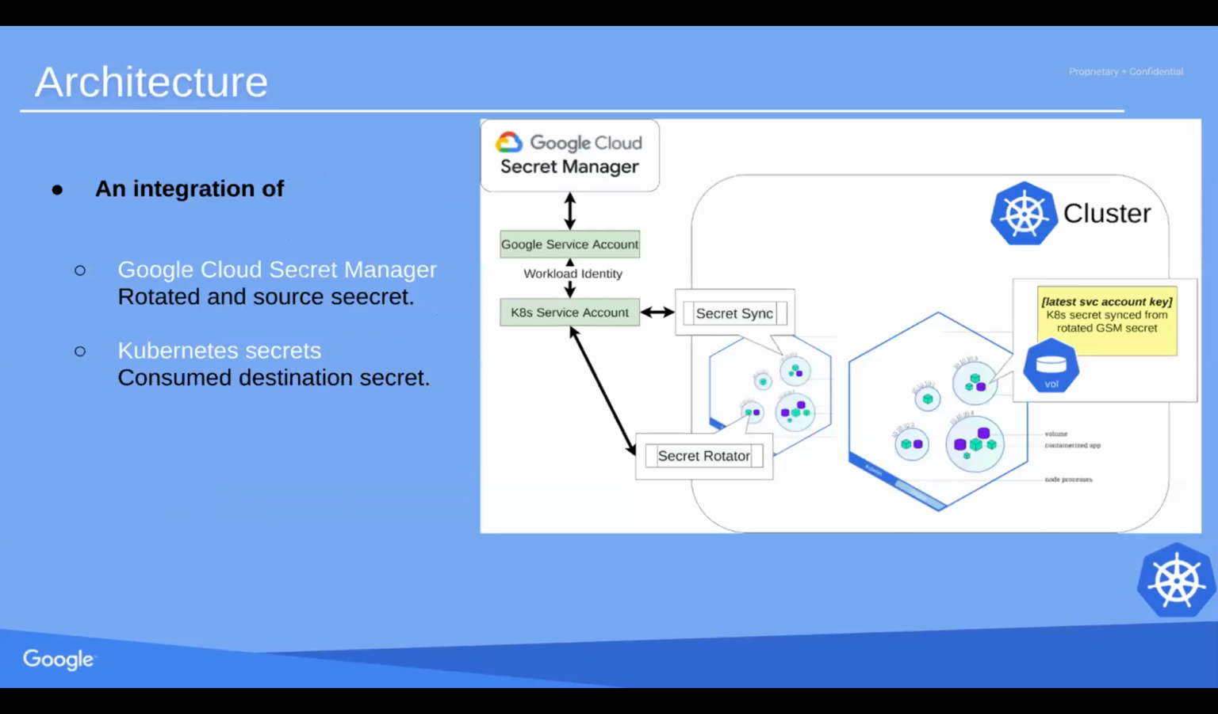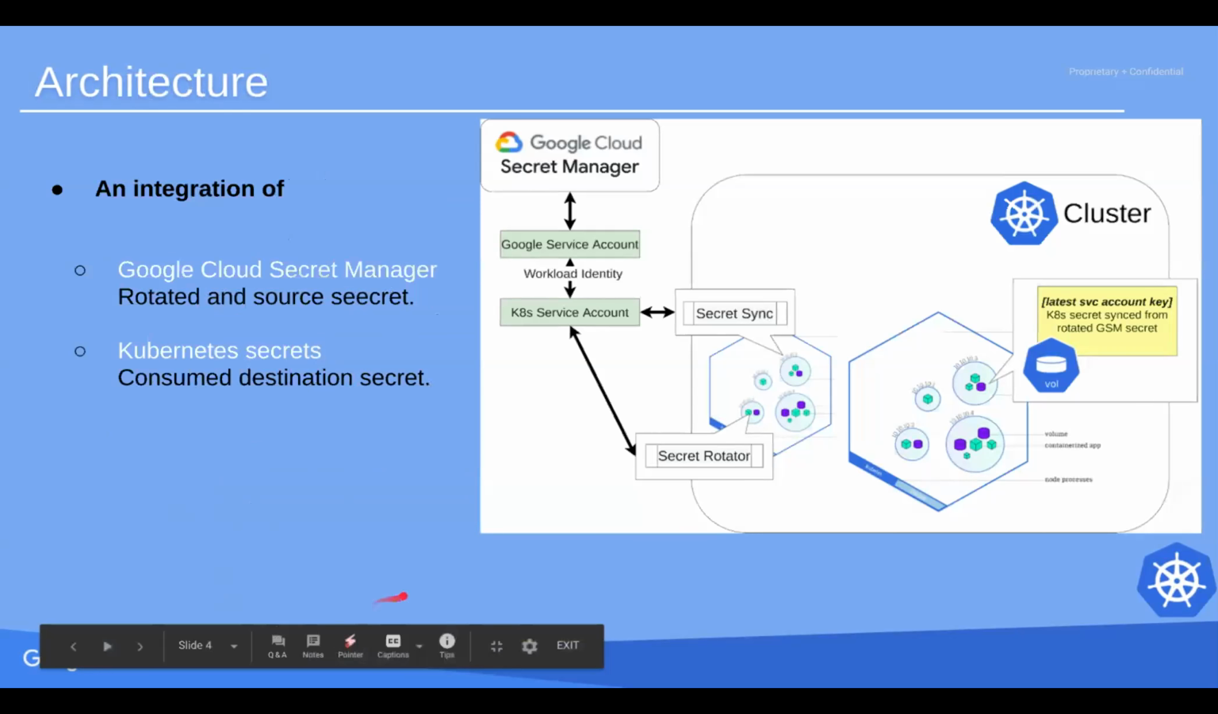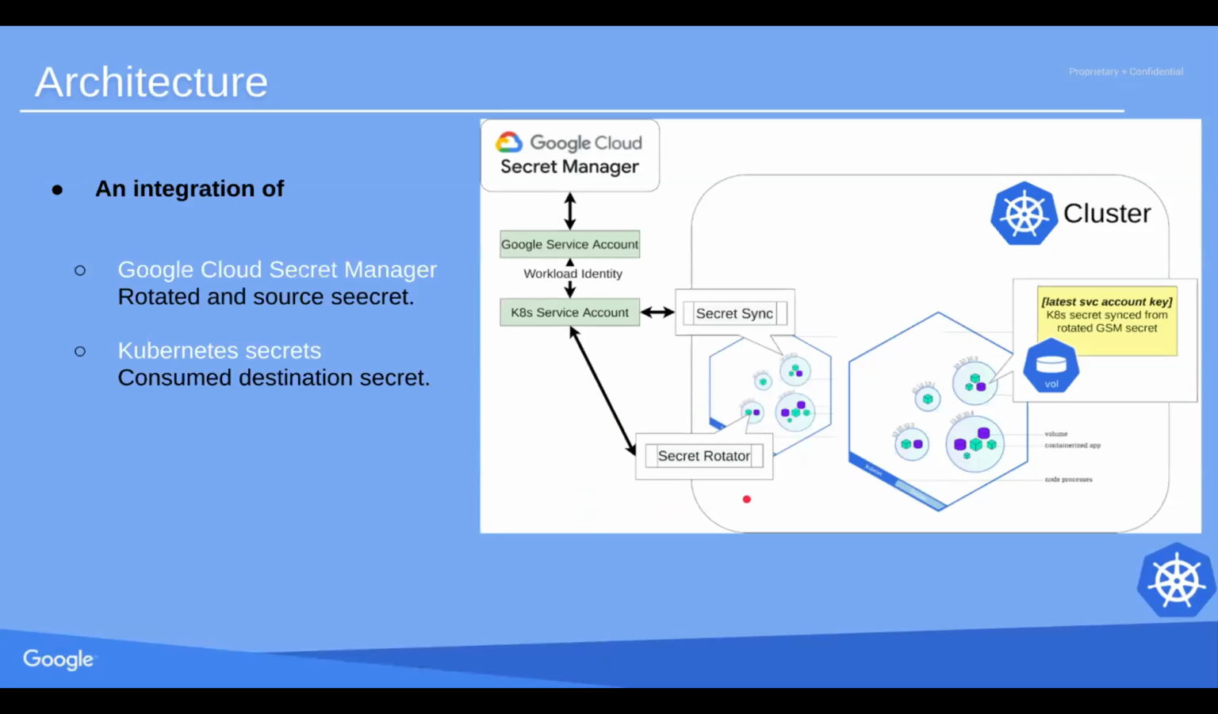Okay, so this is the basic architecture of the project. It is an integration of the Google Cloud Secret Manager and Kubernetes secret. After being provisioned, a secret will be managed by the Secret Manager, and then a secret rotator will be responsible for rotating this secret. Another secret sync controller will be continuously syncing from the Secret Manager to Kubernetes so that within the same cluster, a pod can consume the latest version and the currently valid key, for example if it's applied on service account keys.